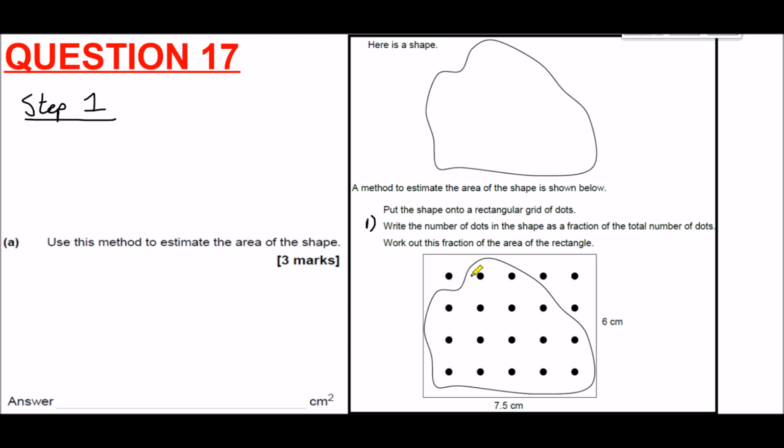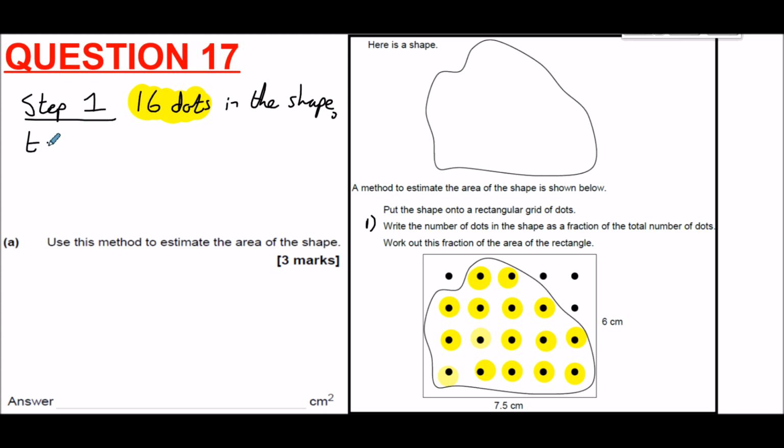So if we just count them up: 1, 2, 3, 4, 5, 6, 7, 8, 9, 10, 11, 12, 13, 14, 15, 16. So you've got 16 dots in the shape. What we need to do as well is find out how many dots there are in total. So 16 dots in the shape, and the total number of dots. Well, there's another 4 here, which are on the outside. So 16 yellow ones plus 1, 2, 3, 4. That means there's 20 dots in total.